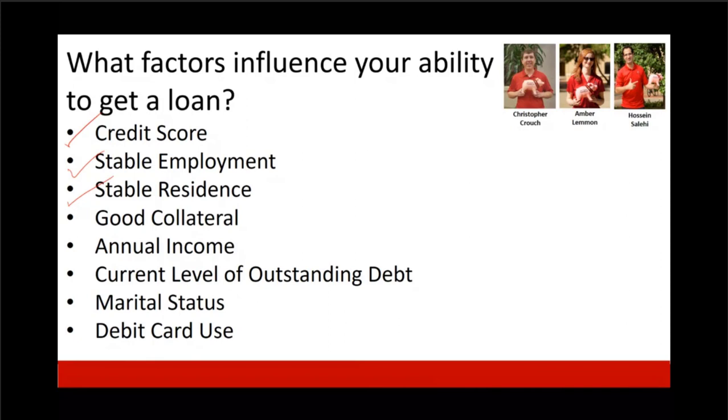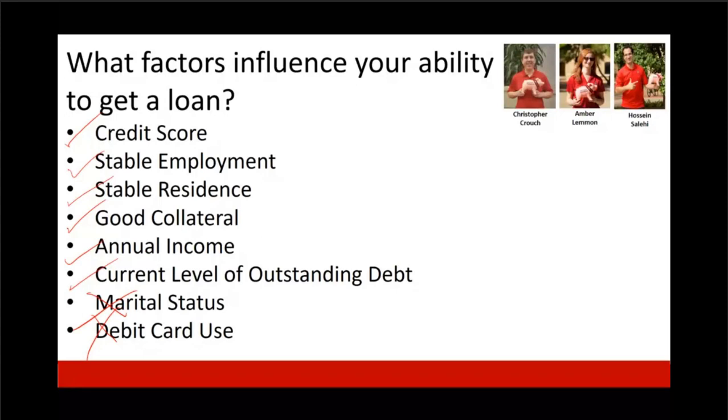Having a good collateral. Yes, of course. Annual income? Yes, that's right. How about current level of outstanding debt? Okay, so what about marital status? Is it important if you are single or married to get a loan? No. That's illegal, right? Yeah, that's kind of discrimination. Also, using your debit card instead of credit card. Is it important? Not really.